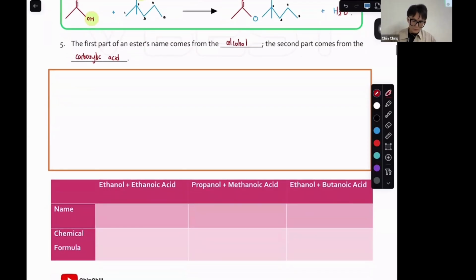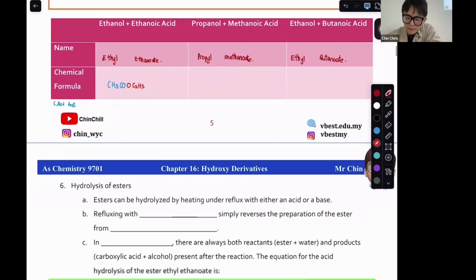And guys, please fill it up. Go, give me a minute. Alright guys, next, propyl methanoate is going to be HCOO C3H7. Last one, ethyl butanoate, C3H7COO C2H5. Done. Understand? Alright guys, please write it down. Once done, we are moving on to the next part.